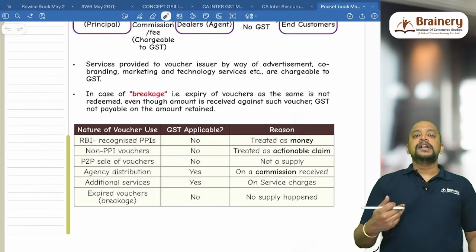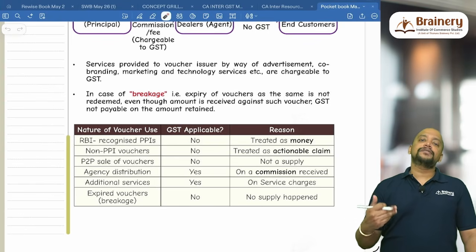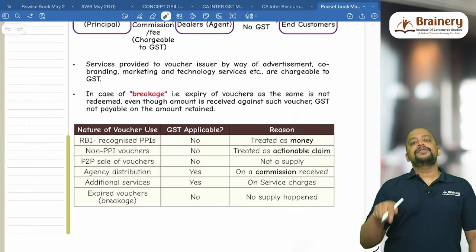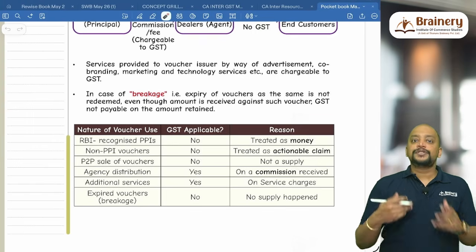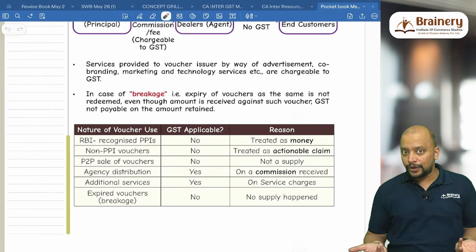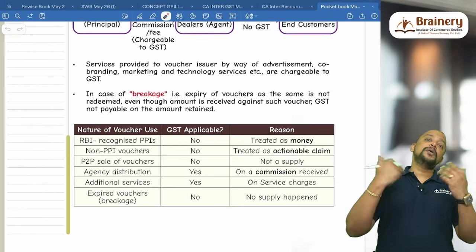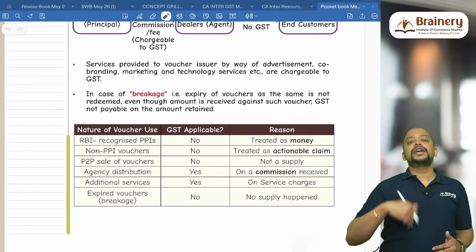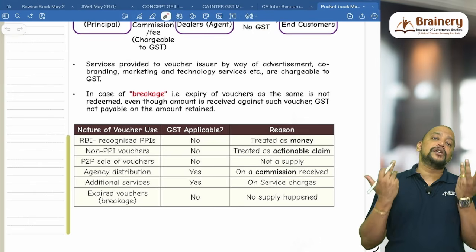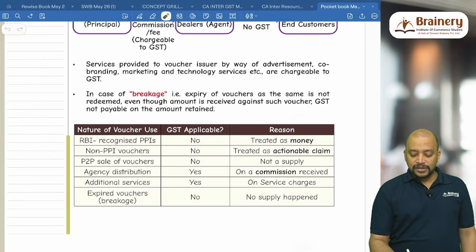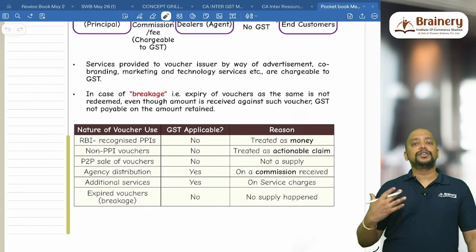I gave a voucher, but that voucher did not get redeemed. So when the voucher is not redeemed, there will be a breakage of the voucher. Whenever there is a breakage, the money is already collected. So do we need to pay GST with respect to that? No. The voucher got expired. Even though the amount is collected, that will be treated as money received, but there is no obligation to do anything in return, so that is not at all treated as consideration. So in case of breakage, that is expiry of the voucher, as the same is not redeemed, even though the amount is received against that voucher, GST is not payable on the amount retained.